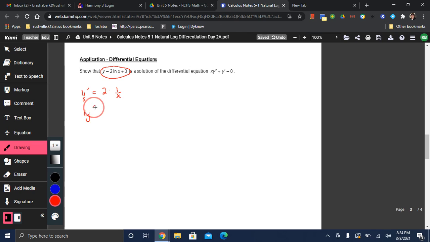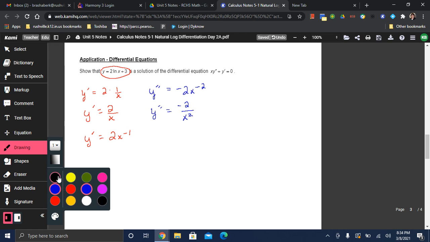And you could rewrite that as 2 over x, or since you do have to do the second derivative, you could go ahead and write that as 2x to the negative 1 power. You do need to do the second derivative because your equation has a second derivative in it. So y double prime would be, using this form, negative 2x to the negative 2 power. Now, it might be useful to have it as the fraction negative 2 over x to the second.